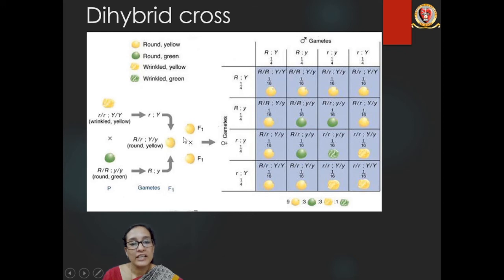Now when we do self-pollination of the F1 generation, we get the F2 generation. Now in this Punnett square method or the checkerboard method, we look at the gametes. We sort out the gametes on one side and the other gametes from the other plant on the other side. So we have capital R, capital Y as one gamete, capital R, small y as another gamete. The third type of gamete is small r, small y, and the fourth type of gamete is small r, capital Y. And we get a ratio of 9 yellow and round, 3 green and round, 3 wrinkled and yellow, and 1 wrinkled and green. So the ratio is 9:3:3:1.